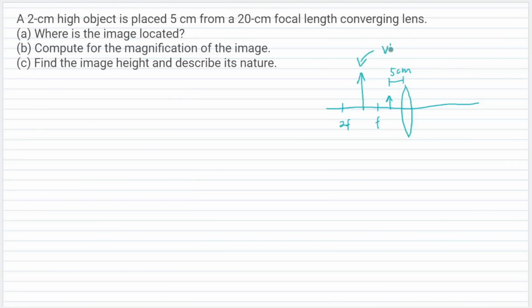So, we will be estimating that our image would be here in between F and 2F. So, prediction pa lang po yan. We will be checking later kung nasaan na form si ating image. Anyway, we are certain that our image would be virtual.